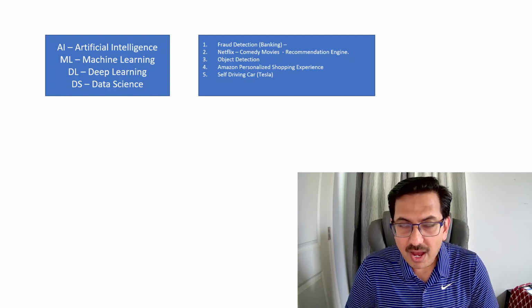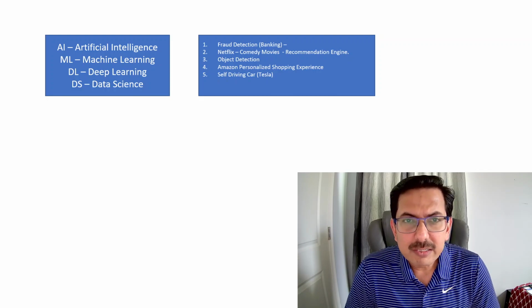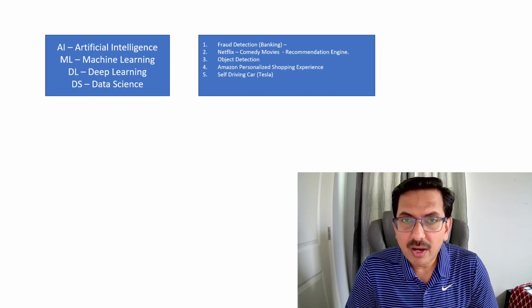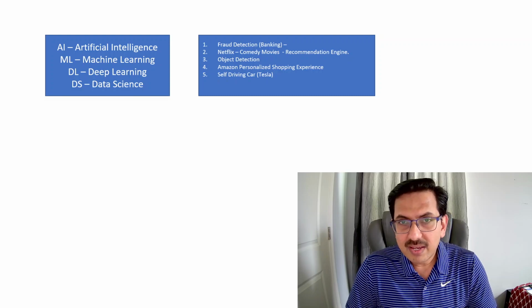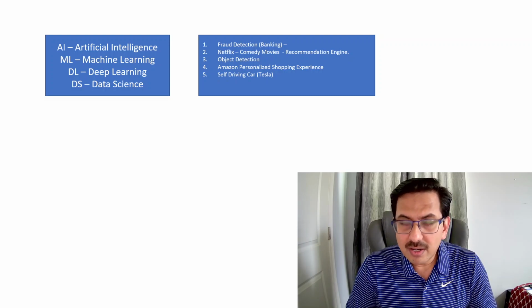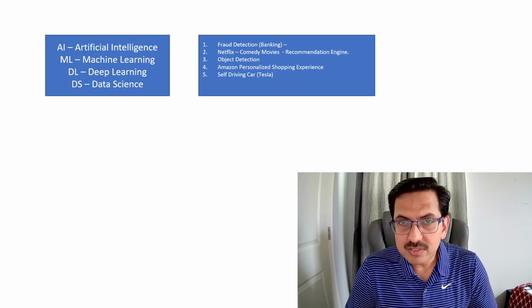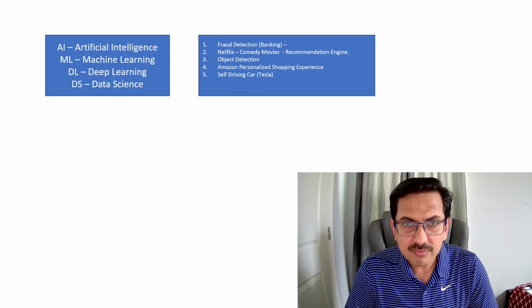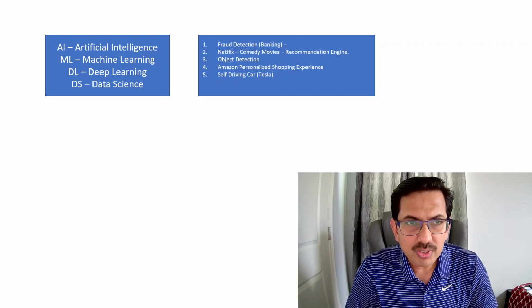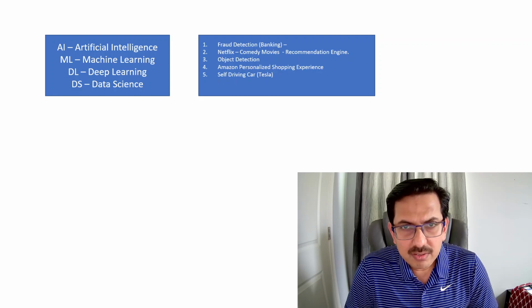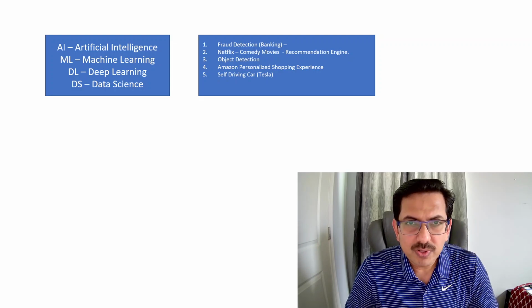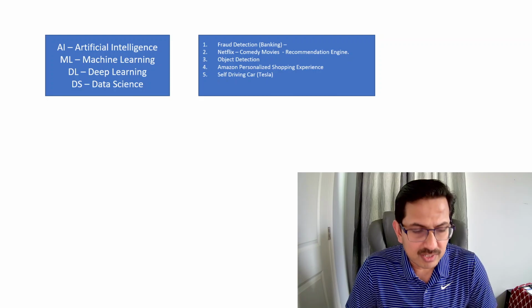Self-driving car. I am from the USA, and self-driving cars are getting very, very popular now in the USA. That's a perfect example of artificial intelligence where a car is taking all the decisions by itself, no human intervention. So whenever you are working on a data science role or data science project, any application you are building, that is artificial intelligence.